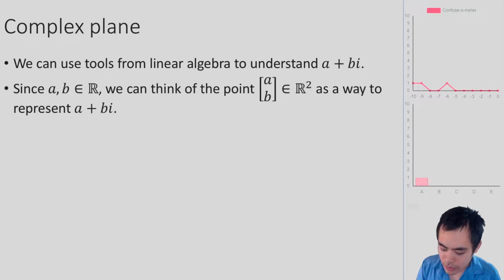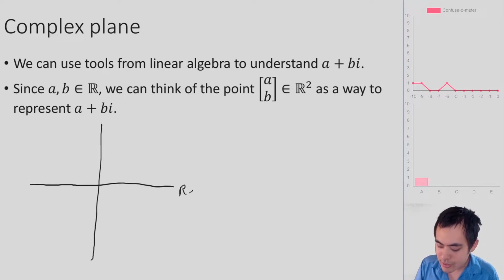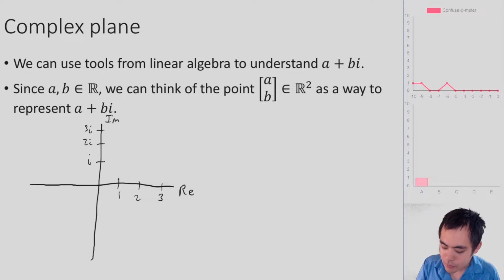So let me draw this out. This is what we normally call the complex plane. One axis here is the real numbers, and the other axis here is the imaginary numbers. And so you might have 1, 2, 3, and this might be i, 2i, and 3i. And this is minus i, minus 2i, minus 3i, and minus 1, minus 2, minus 3.